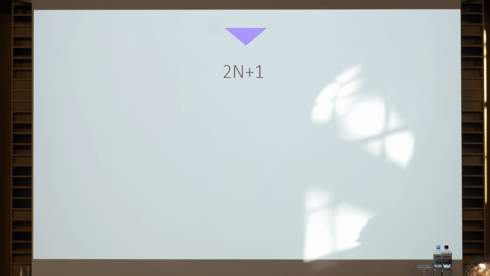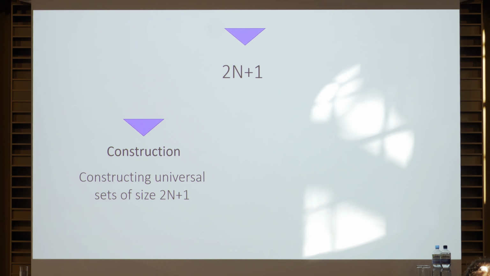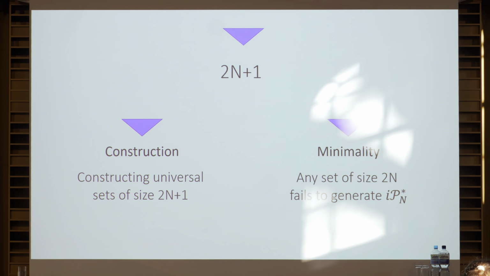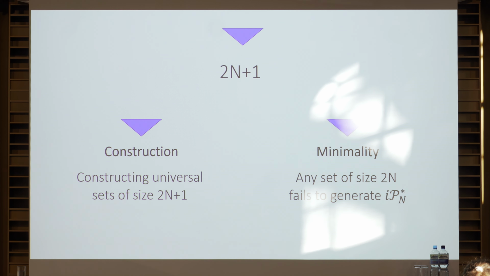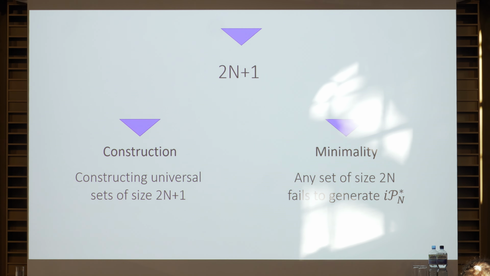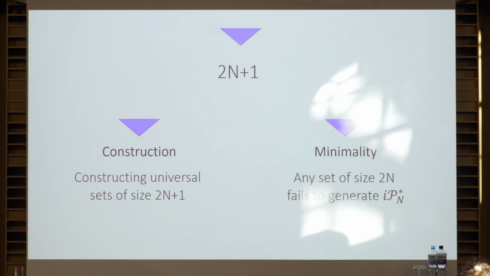So to show this, there are two things we need to show. One, we first give a construction, and this one might be interesting to some of you, to actually construct these universal sets that have this specific size, 2n plus 1. And then the other side is to show that any set of size 2n fails to generate it. I will focus on the left. The right one, I will give a brief overview of how it works, but it's fairly simple once you know this notation, but I will not go into detail.